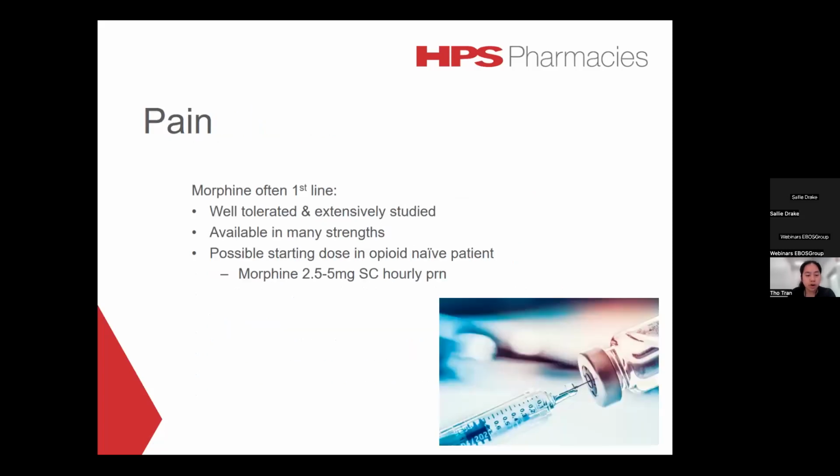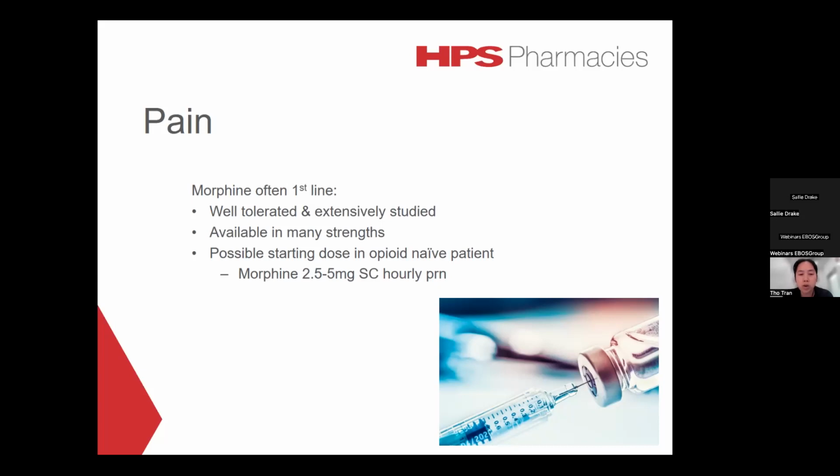So first we'll talk about medications used to control pain. Opioids are often used to manage pain in the last days of life. Morphine is typically the first-line choice as it is usually well tolerated and extensively studied in this setting. In addition, it is readily available in a number of strengths. I think it comes in 5, 10, 15, 20, and 25 milligram vials. This is particularly useful when given subcut to minimize the volume required.